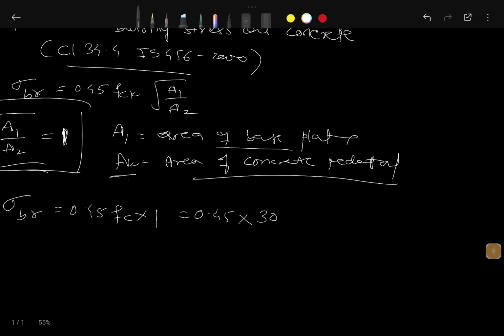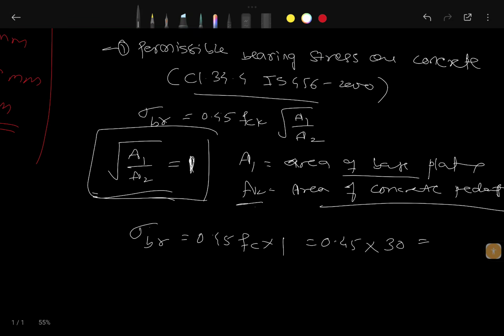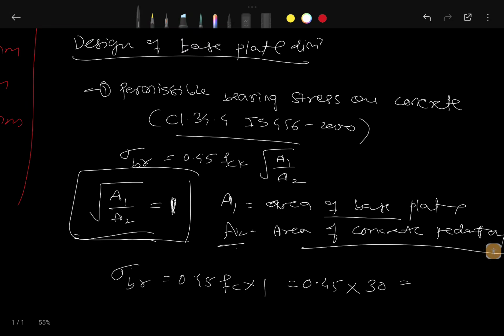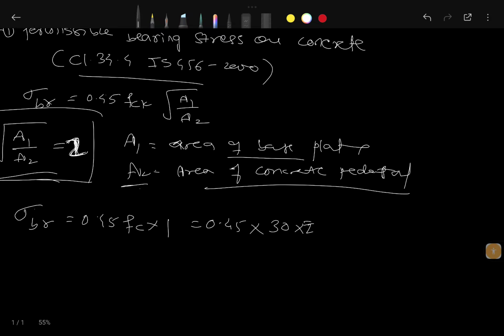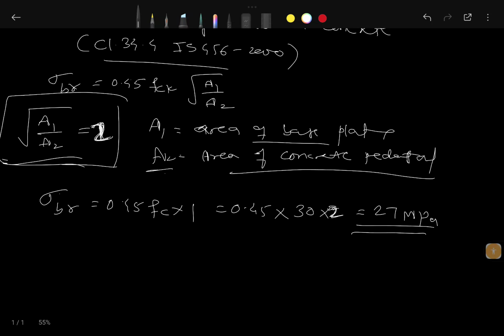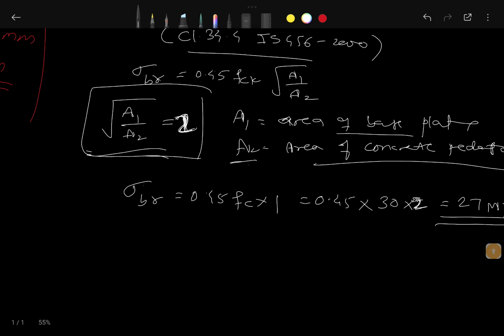So 45 into 30, sorry, actually we consider here 2 for square root of A1 divided by A2. So 0.45 into 30 into 2, we get 27 megapascal. It's the maximum permissible stress value if we consider square root of A1 divided by A2 is equal to 2.